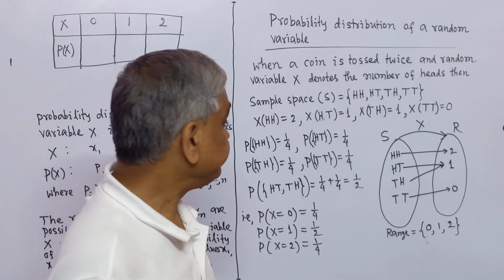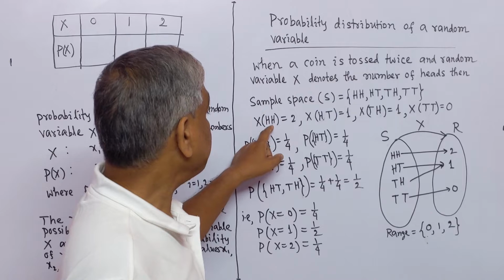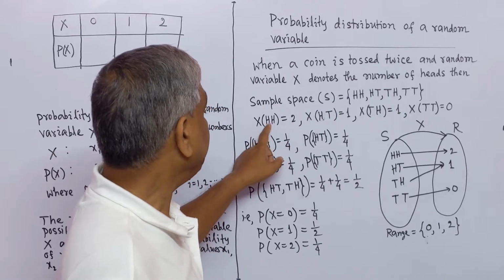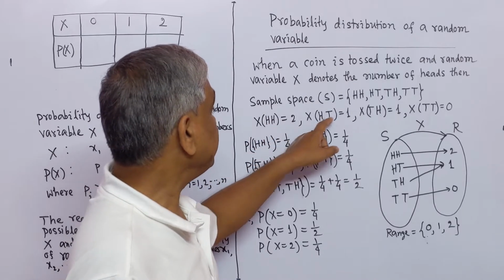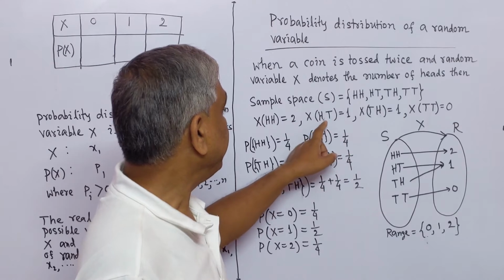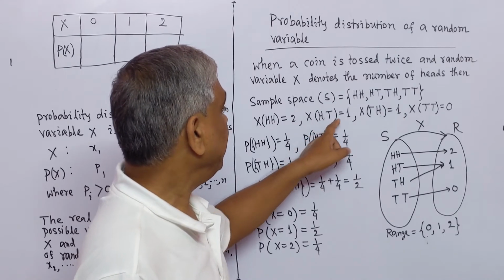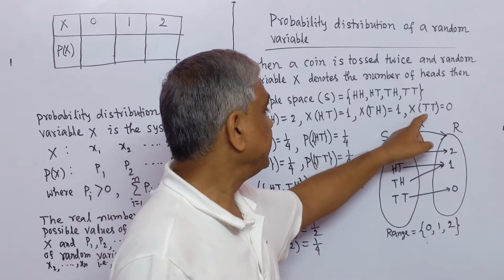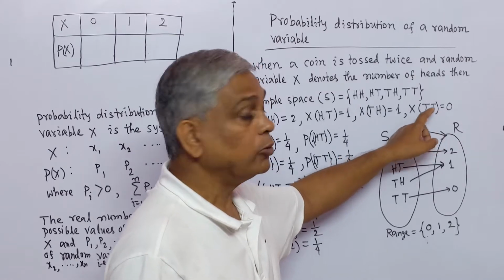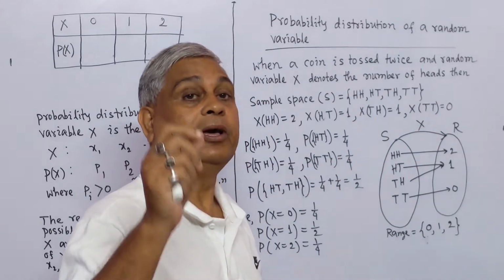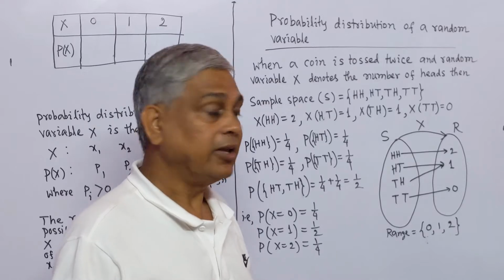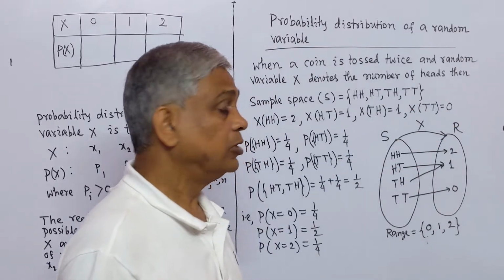That means X(HH) equals 2, the number of heads is 2. X(HT) equals 1, the number of heads here is 1. And in this way X(TT) equals 0. Here we have no head, so the value of X is 0.